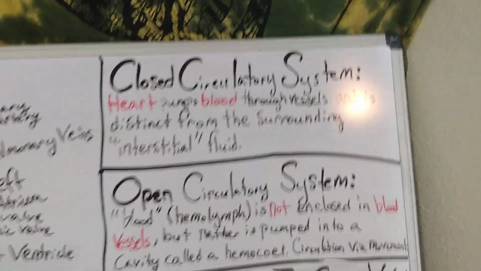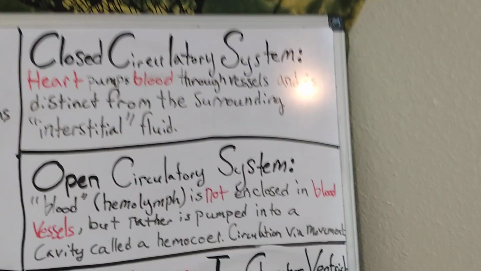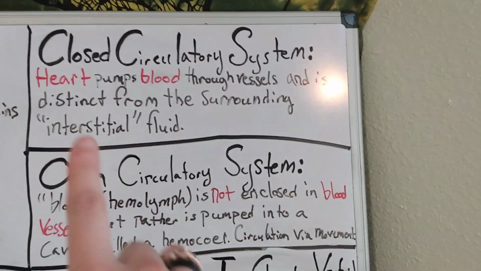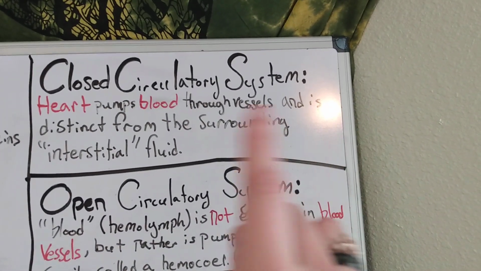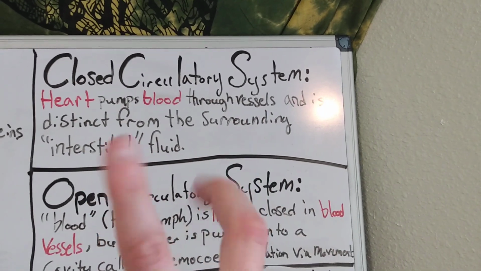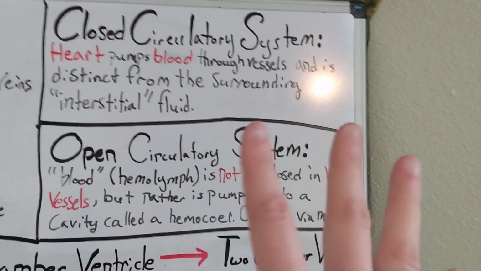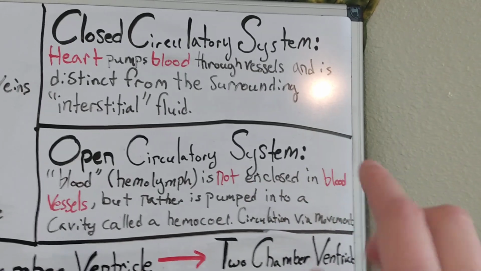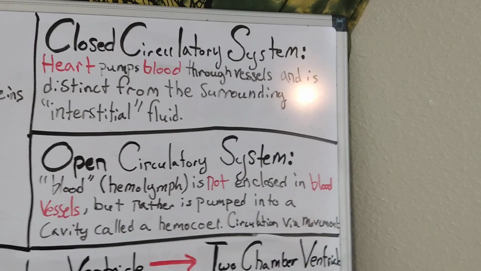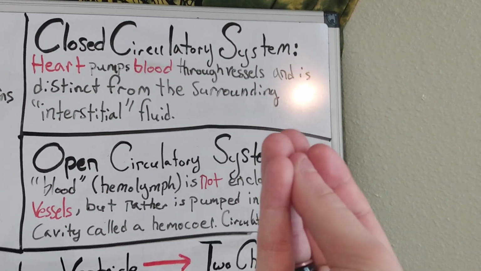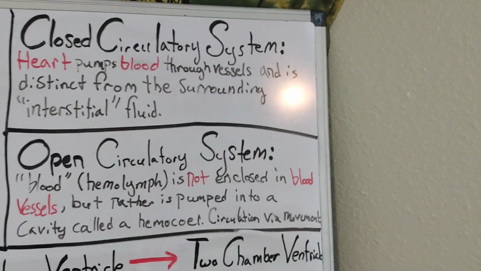All right. So starting off, when we look at a closed circulatory system versus an open circulatory system, in a closed circulatory system, there is a heart which pumps blood through vessels, okay? And it is distinct from the surrounding interstitial fluid. Now, don't get caught up on the word interstitial, okay? Basically, what interstitial means is the fluid surrounding the cells. So what we are trying to distinguish is that the heart is pumping blood specifically through vessels, and this blood has no contact with any other fluid in the body, okay?